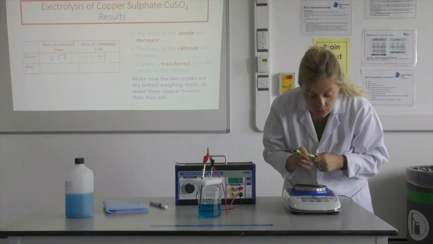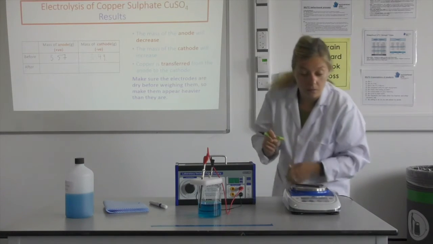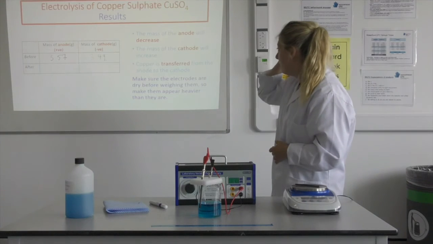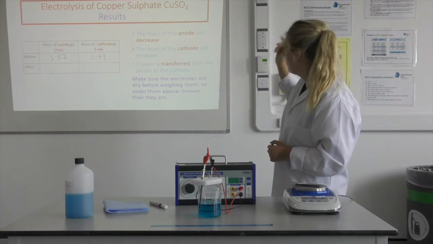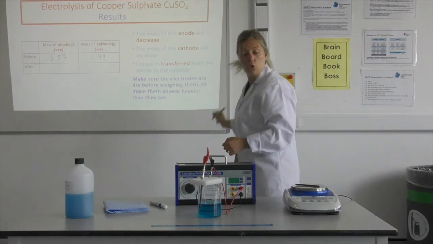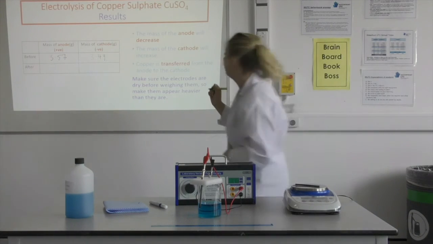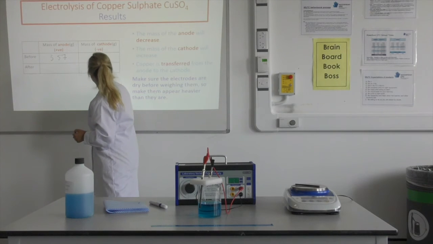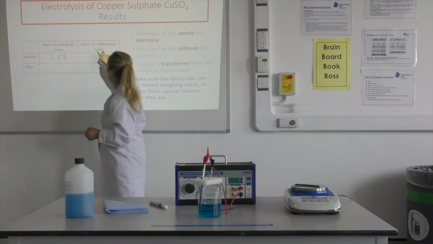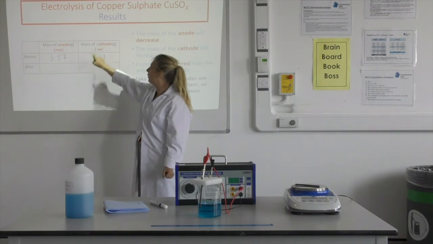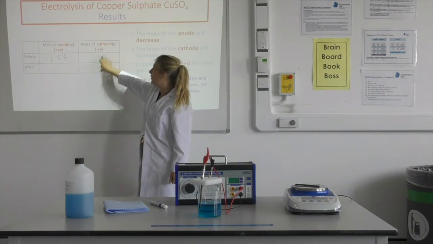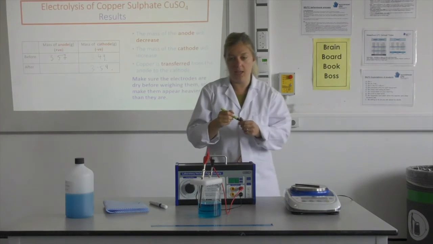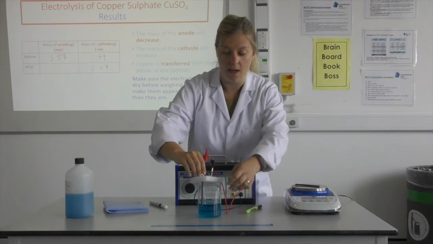It's gone from 3.49 to 3.54. So the positively charged metal, the copper, has moved onto our cathode, and now it's got a higher mass. Okay? Our anode, let's look at that now.